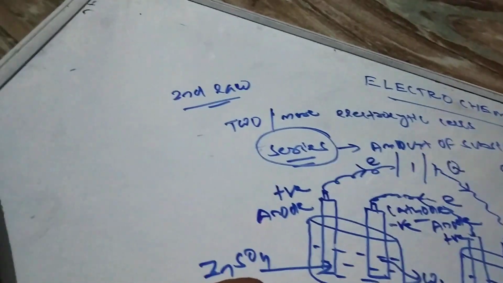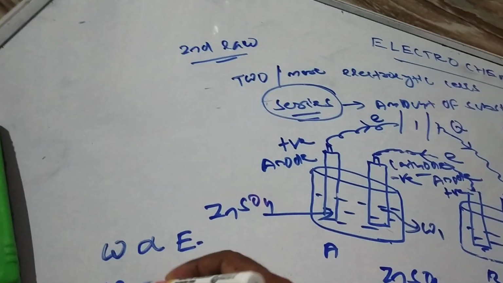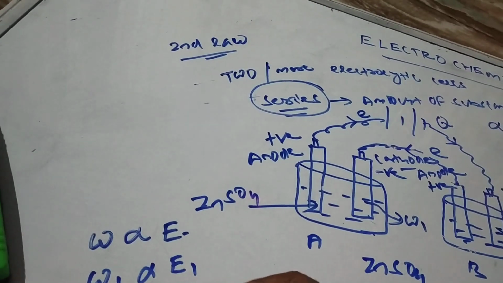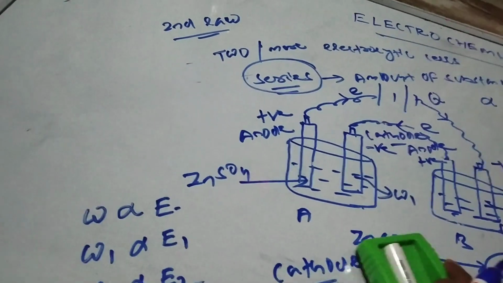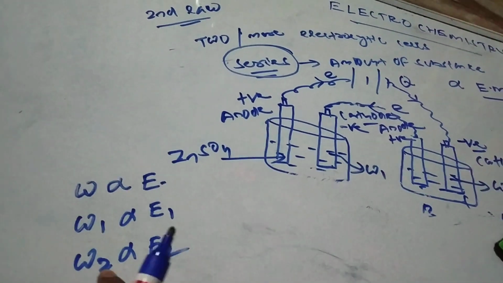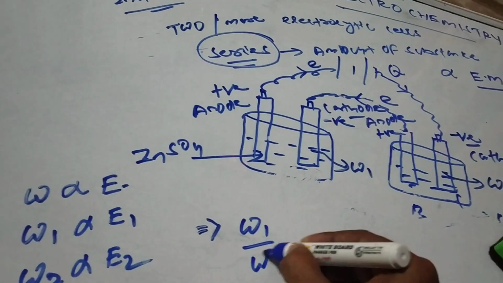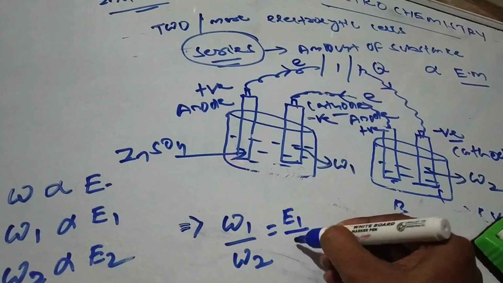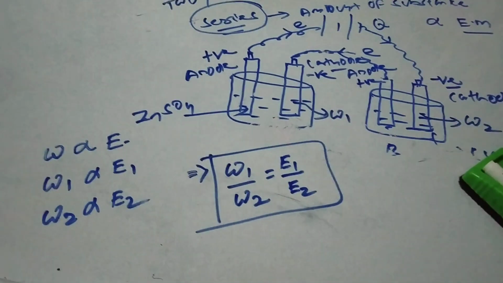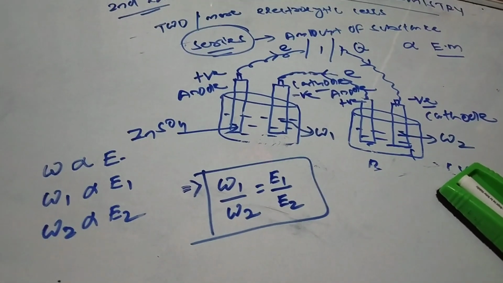So I can say here W is proportional to E. For the first cell, W1 is proportional to E1. Similarly, W2 is proportional to E2. Combining these two, I can write W1 by W2 is equal to E1 by E2. So this is the second law of electrolysis: W1 by W2 is equal to E1 by E2.